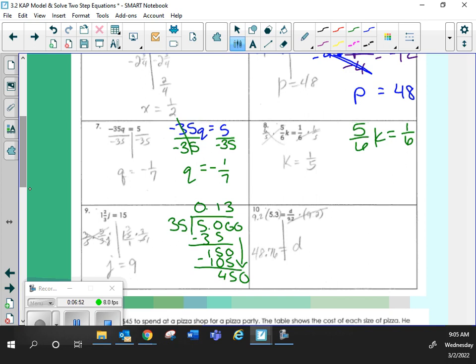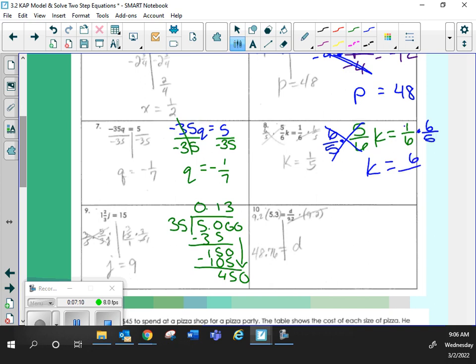Which fraction am I using the reciprocal of? There are 2 fractions. The 5/6, because I want to get rid of this guy, so I'm going to multiply it by the reciprocal. Whatever I do to one side, I do to the other. Okay, it cancels out. I'm left with K is equal to 1 times 6.